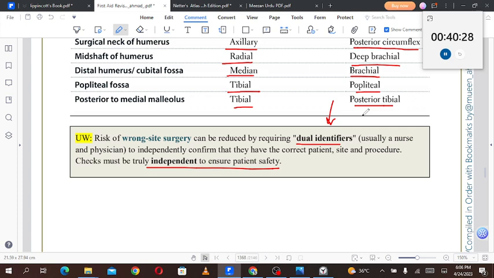So to protect your license and to protect the lives of the patient, you have to make dual identifiers available. Firstly, you will write the arm or the area where the procedure has to be done, and then you will do an independent dual identifier, like maybe a nurse or someone else, who can identify the pain site, the procedure, and the particular patient.